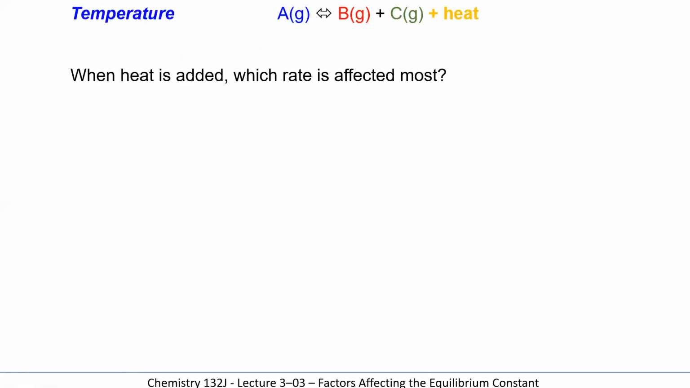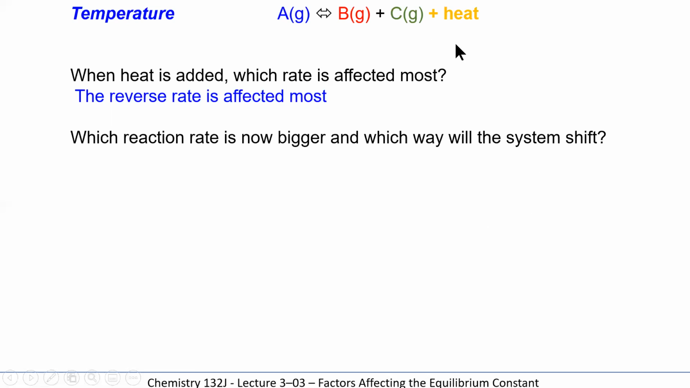Now, heat is added. Which rate is affected more? Well, when we add heat, the system will shift from right to left to use up the heat. A will go up, B and C will go down as we use up the heat that's been added. So the reverse rate is affected most.